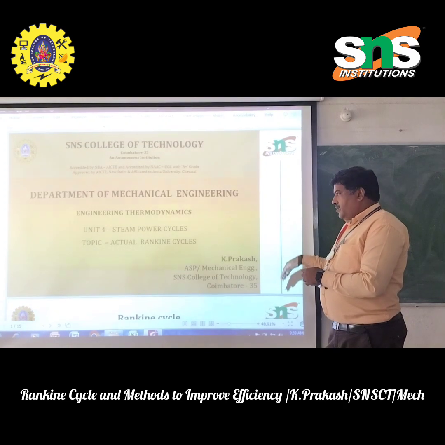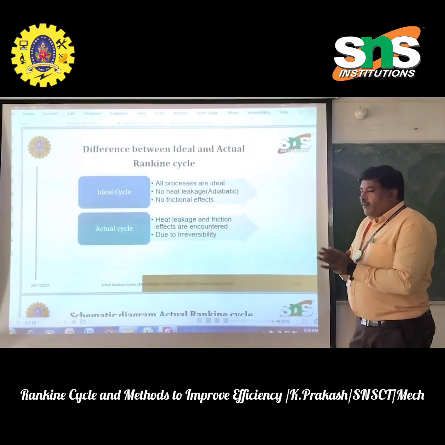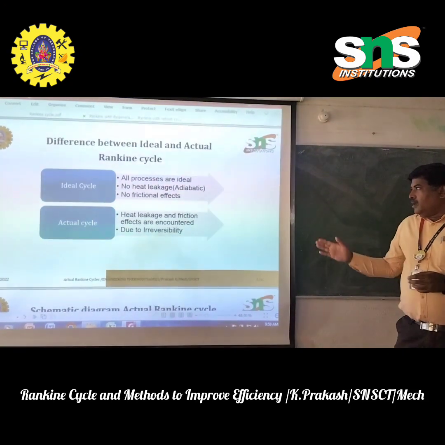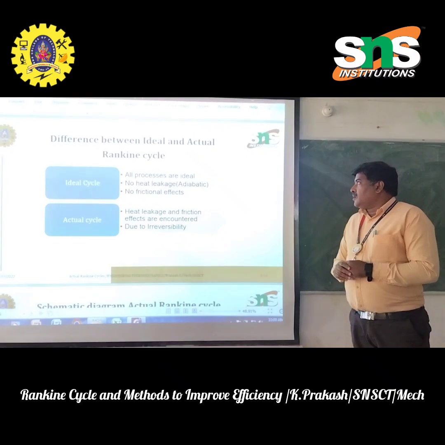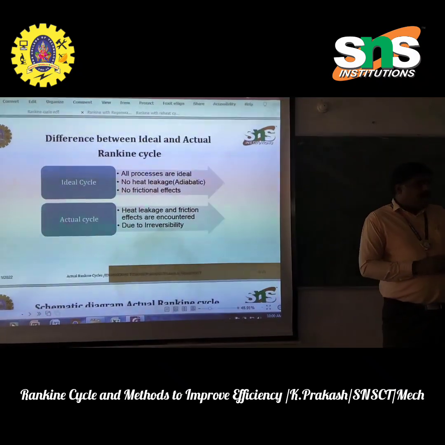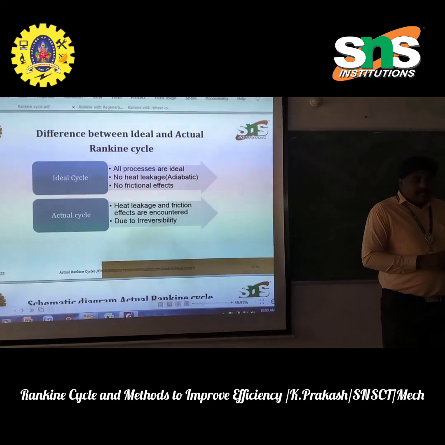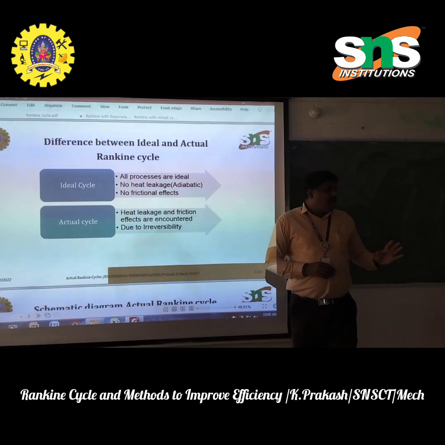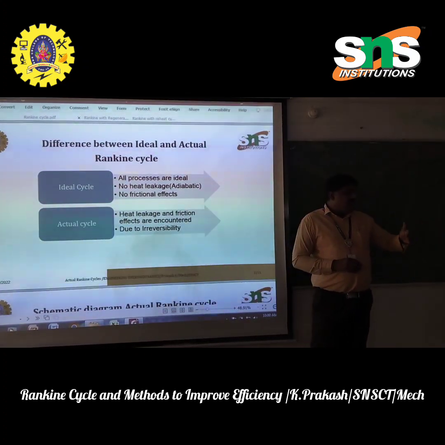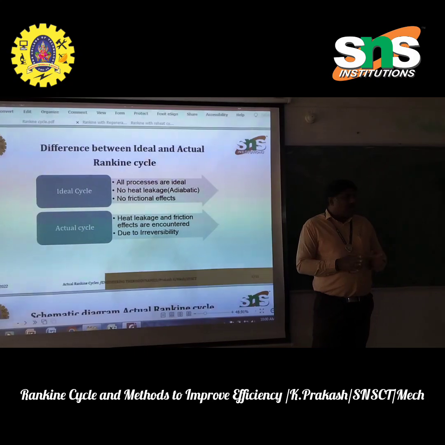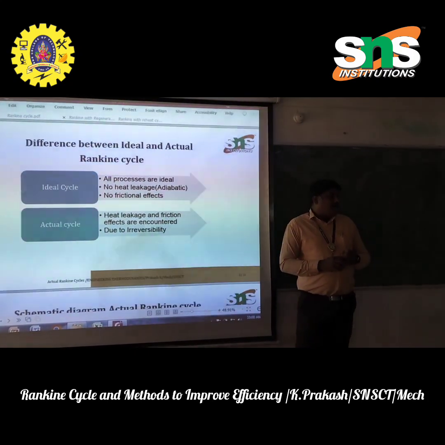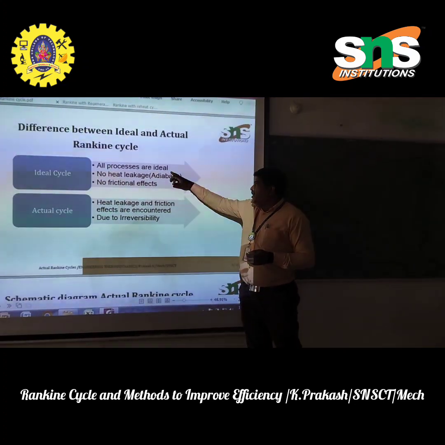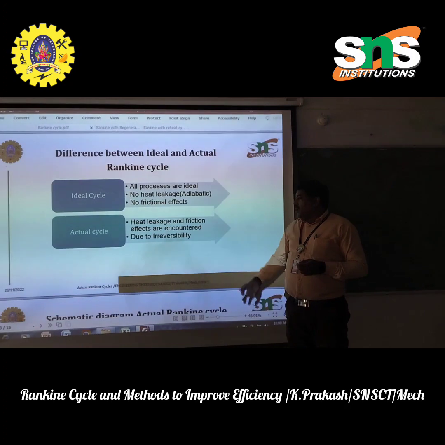So, coming to the topic, we have already discussed the ideal cycle and the actual cycle. In the ideal cycle, all the processes are ideal, whereas in the Rankine cycle, the actual cycle, there will definitely be a difference between the ideal and the actual cycle. In the actual cycle, there is a chance of frictional loss and leakages. This plays a very important role when comparing the ideal and the actual Rankine cycles.